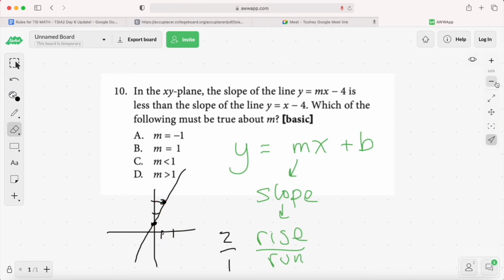Just as a side note, the y-intercept there would be 1 because it goes through the y-axis. Here's the y-axis, here's the x-axis. It goes through the y-axis at the point 1. The y value would be 1. How familiar is that, Francisco?